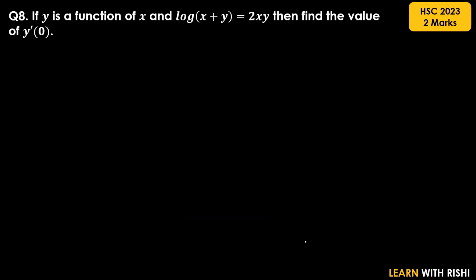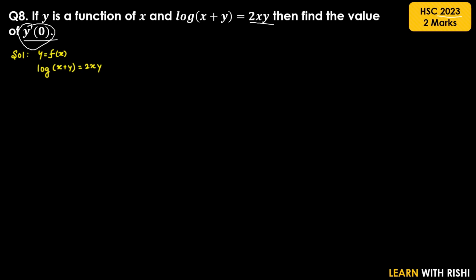Let us move to question number 8. This is a PYQ of 2023. So if y is a function of x and log of x plus y is equal to 2xy, find the value of y dash of 0. So let us first write what is the given part. They have given y is a function of x and log of x plus y is equal to 2xy. We have to find the dy by dx when x is equal to 0.